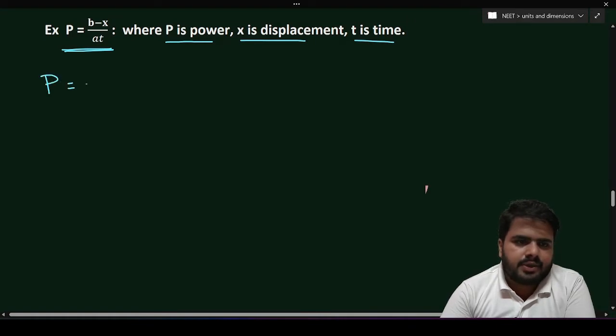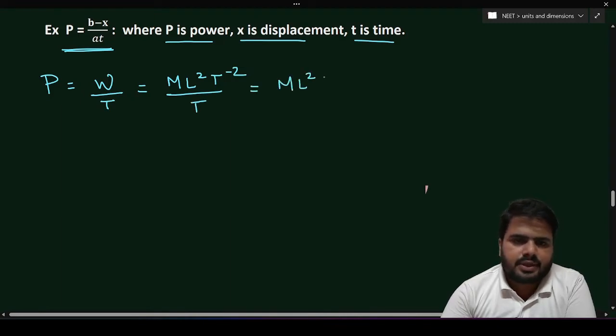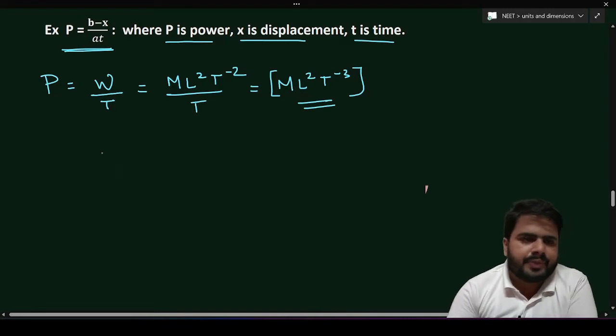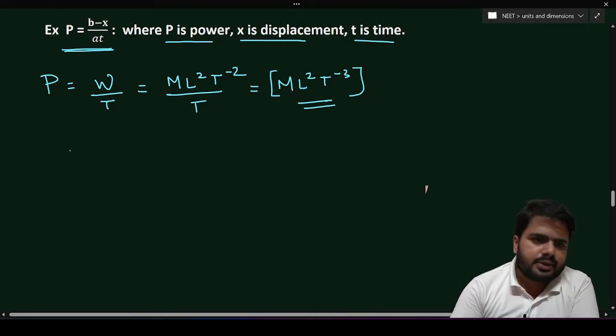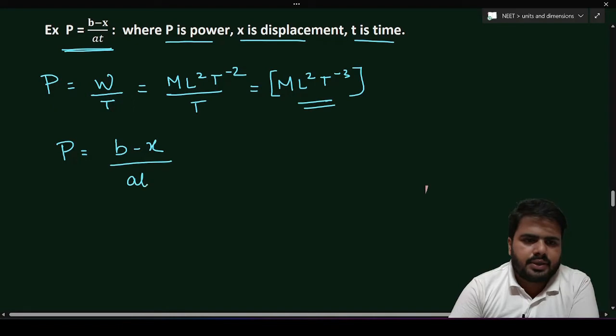So the dimension of power we all know is, power is simply work by time. So the dimension will be how much? For work it is m L square T minus 2, by time is T. So the dimension of power is mL square T minus 3. Okay. So we will use this dimension of power. Now all of you see, the equation is given P equals to B minus X upon A into T.